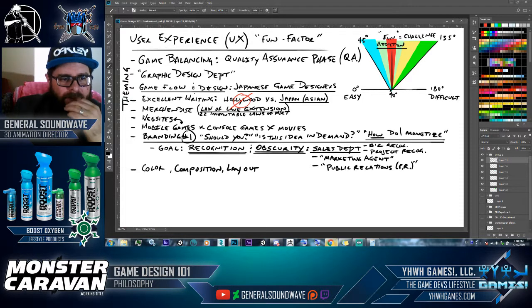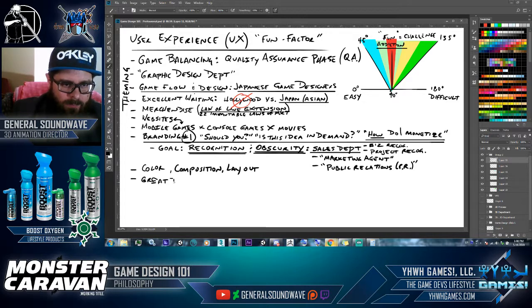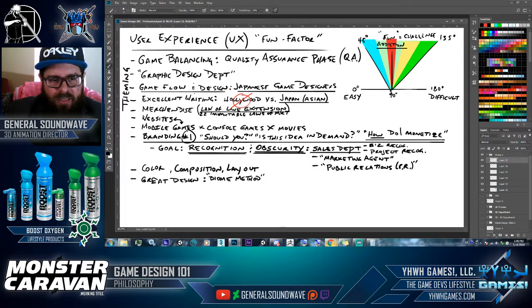Let's also look at things in terms of what makes good design. I'll just put great design. Great design comes from the biome method. So, changing the topic on you. Okay, the biome method. This is a Japanese style of game design, a style and approach.